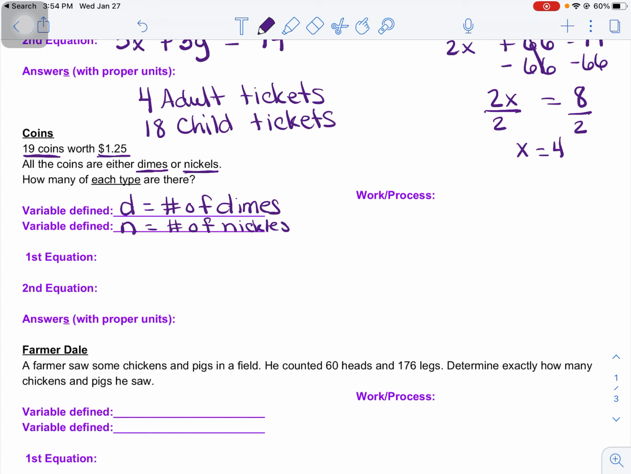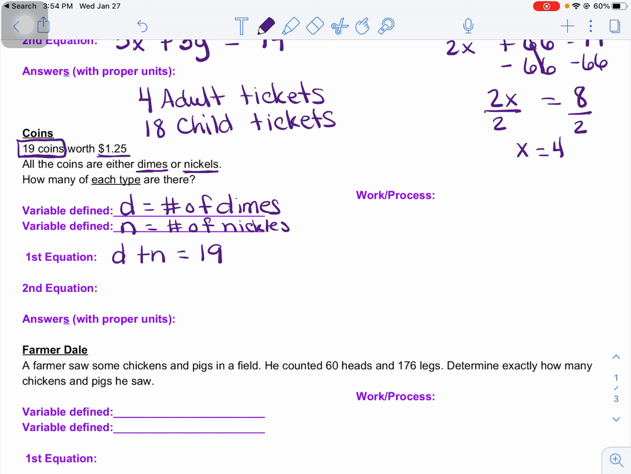So let's make our first equation. Maybe we'll talk about our total. So we have 19 total coins. Well, what makes up those coins? Well, dimes and nickels make up those coins. So some dimes and some nickels make up a total of 19 coins.